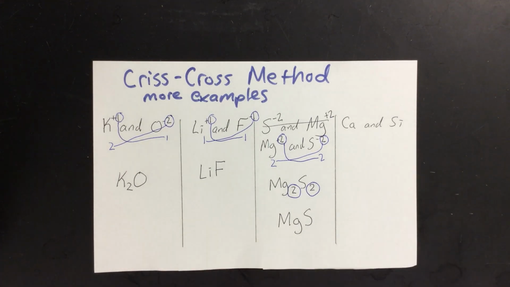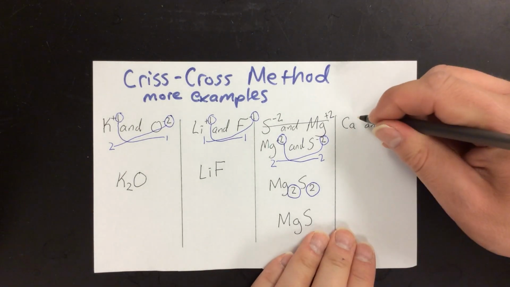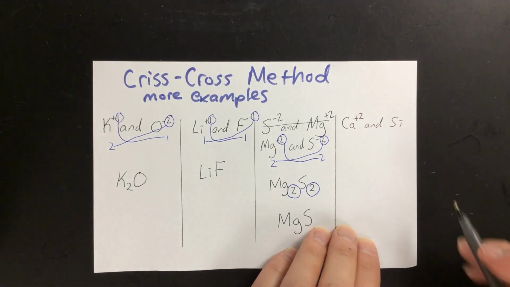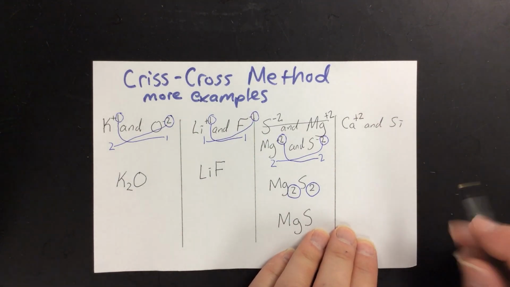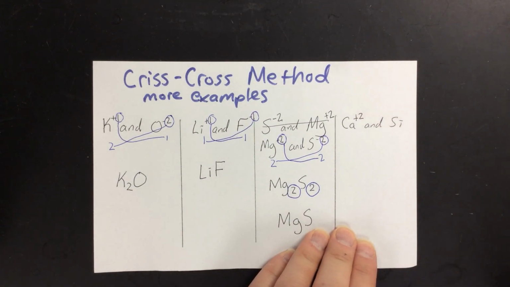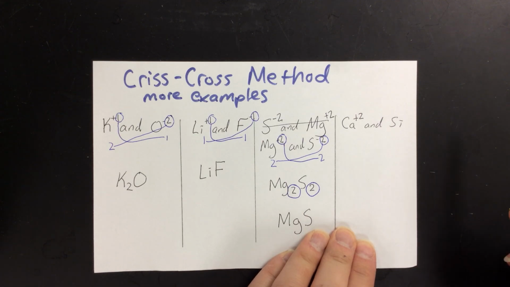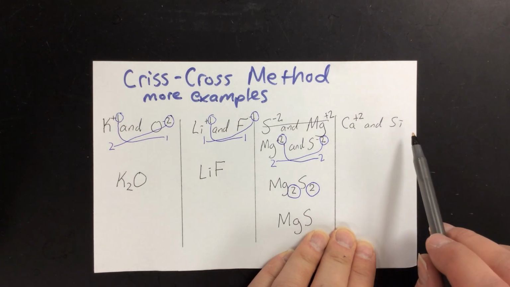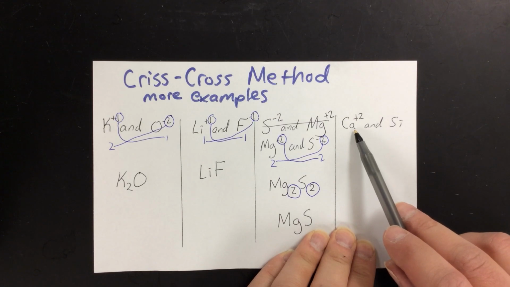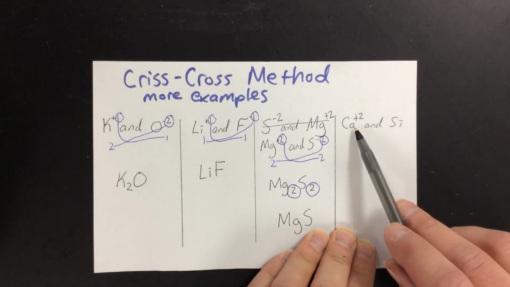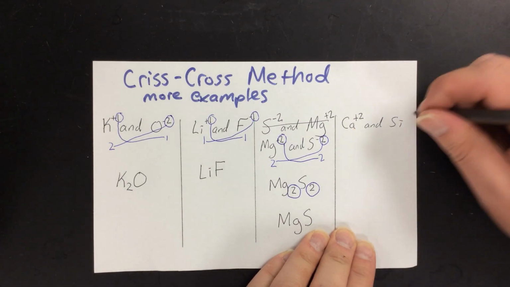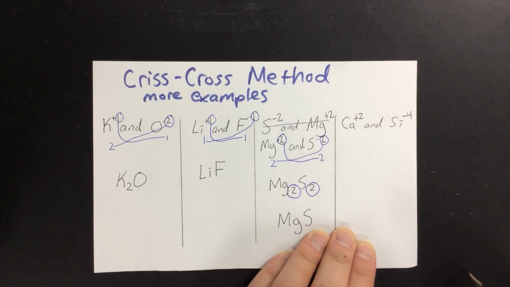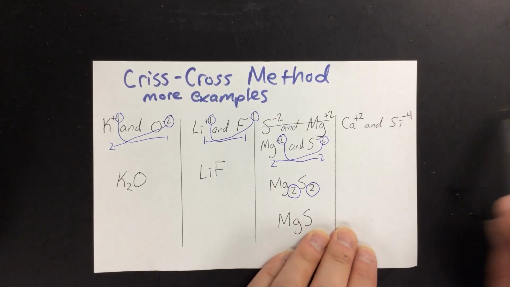Here's the final one, Ca and Si. So calcium's a +2. Silicon is tricky because it can be a +4 or a -4. It's a halfway element. But we know that it will make an ionic bond, and we also know that the calcium's a +2. So to make an ionic bond, if this one has a positive charge, the silicon must have a negative charge. So we'll give it an oxidation number of -4.